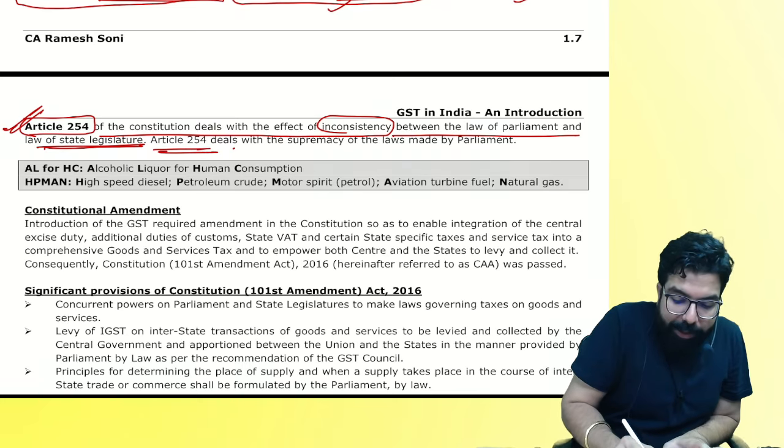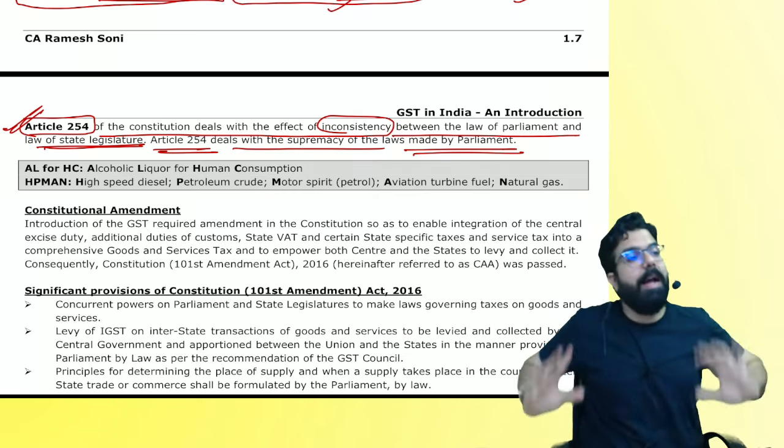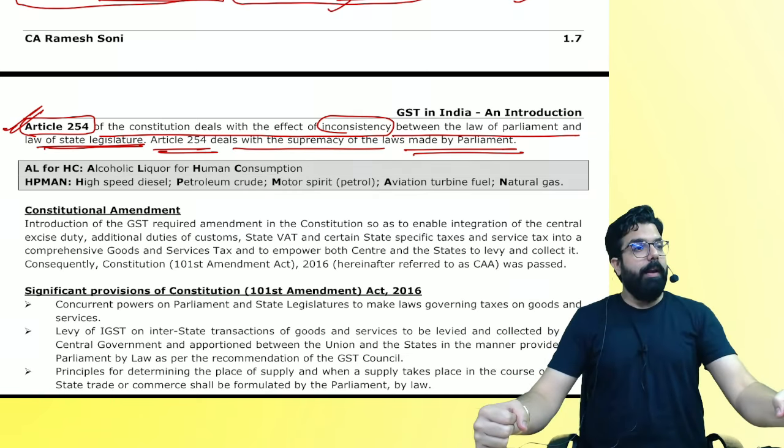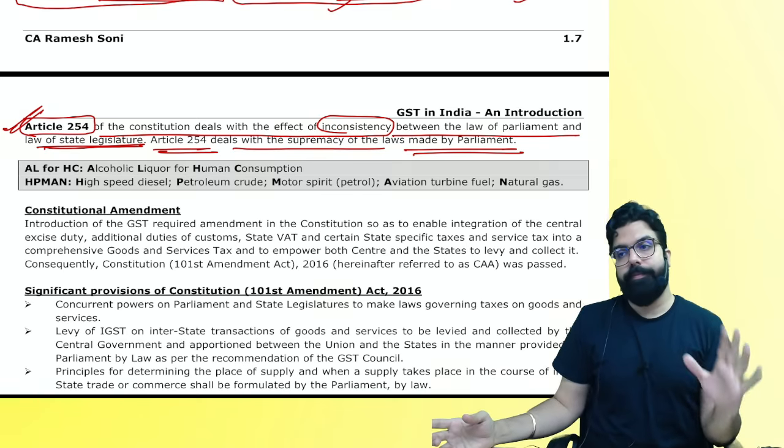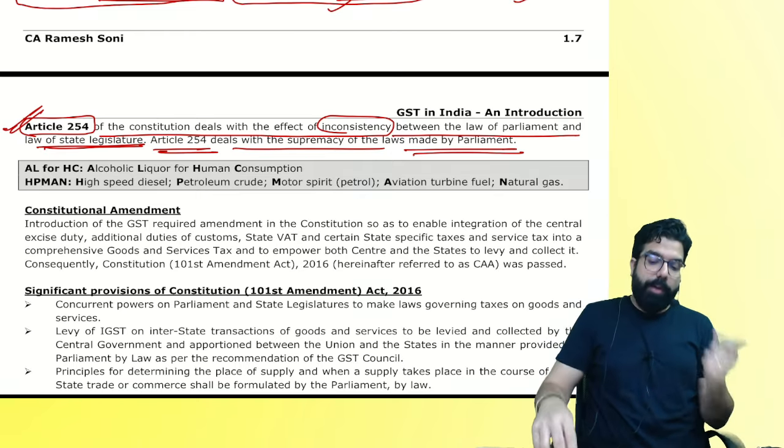Article number 254 deals with the supremacy of law made by the center. If in future any fight happens, whose law will prevail? Law made by center or state? Center. Are we all clear till here? Can I go ahead, everyone? Now, you tell me one thing.